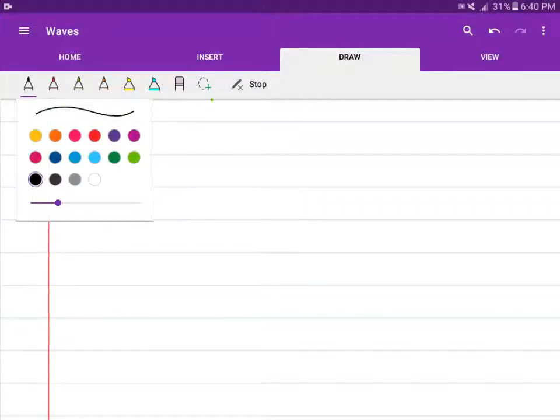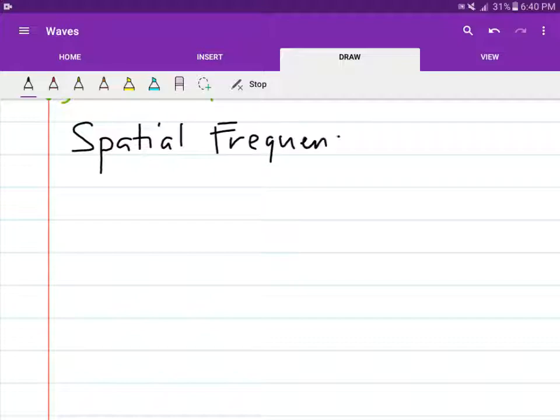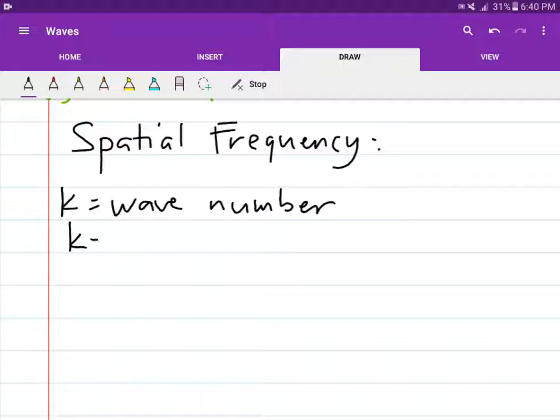So next we will talk about spatial frequency. Spatial frequency is calculated using the variable k, which is the wave number. So the wave number is equal to one full cycle, 2 pi, over lambda.